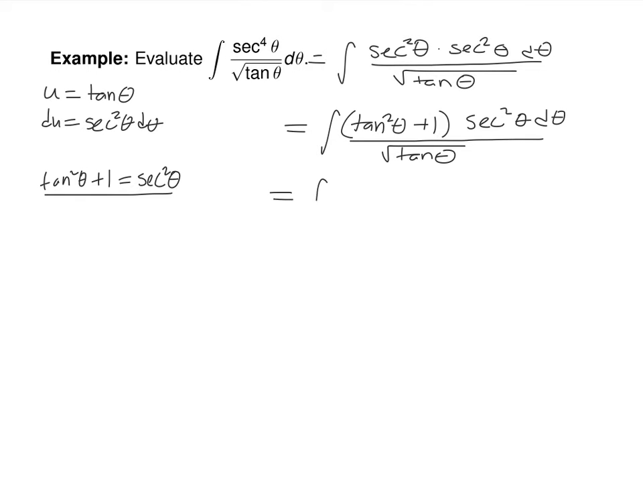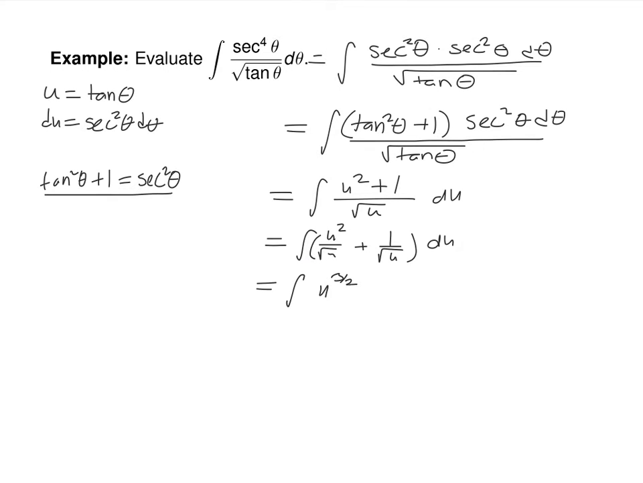And make your substitution now. This becomes the integral of u squared plus 1 over square root u du. The way to think about this is that it's like the distributive property, just for division. What you have is u squared over root u plus 1 over root u. And u squared over root u, those exponents subtract, so 2 minus 1/2 is 3/2. So u to the 3/2 plus u to the negative 1/2 du.